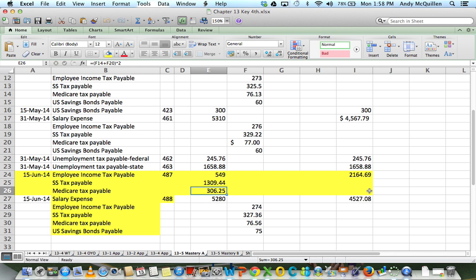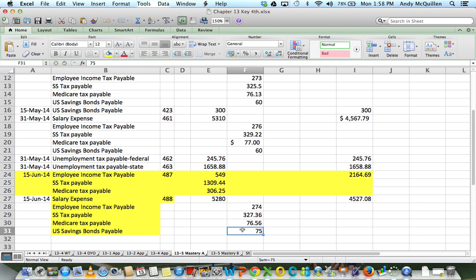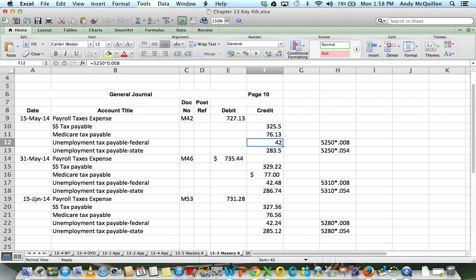The second 15th, paid cash for semi-monthly payroll. Okay, that's going to be very similar to what you've done. Employee income tax is given to you. You calculate this out of 5280. Calculate Medicare out of 5280. U.S. savings bonds is given. And then the last thing that you do is on the general journal, payroll taxes. This comes from what we just calculated on the front, or Part A, I should say. Medicare tax payable, again, from Part A, and then you calculate the last two. And that is the mastery problem.